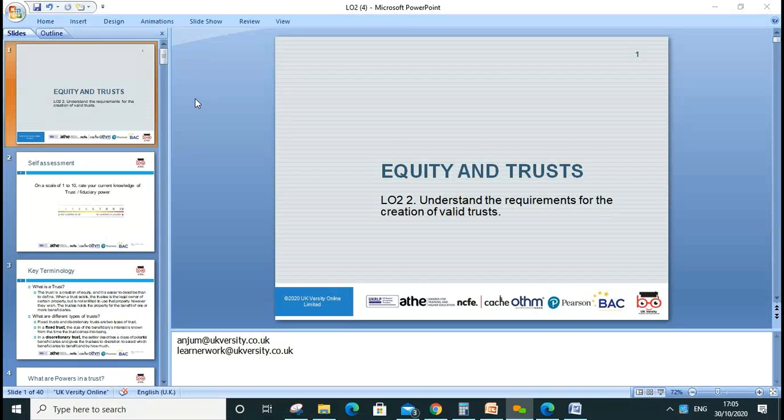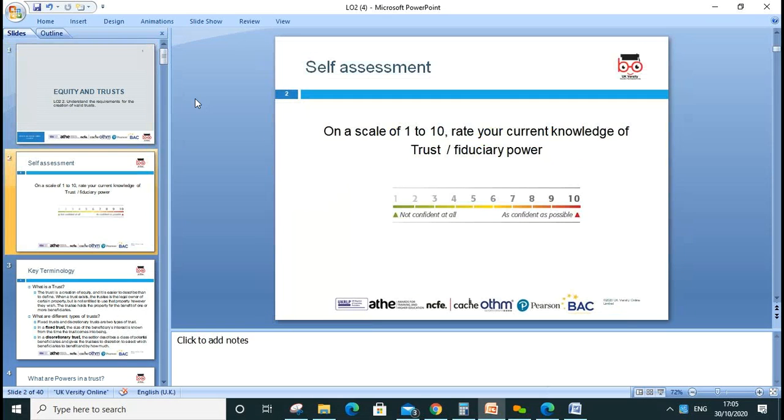Today's lesson will go through LO2, learning outcome 2: understand the requirements for the creation of a valid trust. So how we can create trusts and deeds, this full lesson will go through. Rate yourself from 1 to 10 on your current knowledge about trust and fiduciary power, what is meant by it. Anyone, please, can you rate yourself, where you are up to, what you know about trust and trust law?